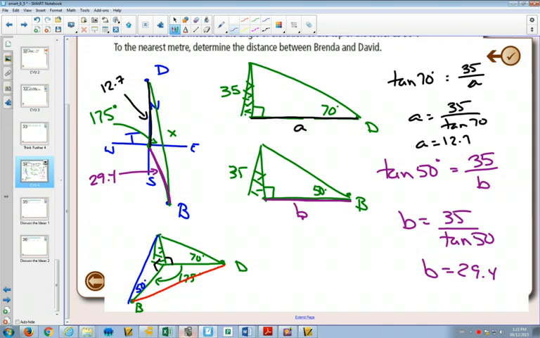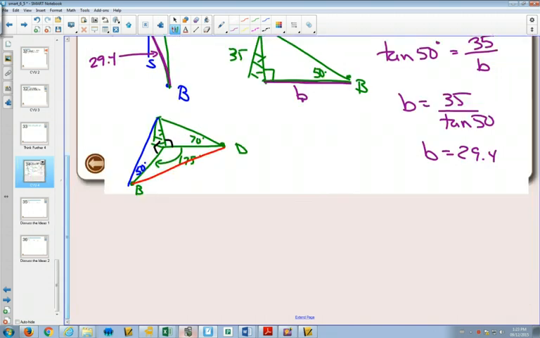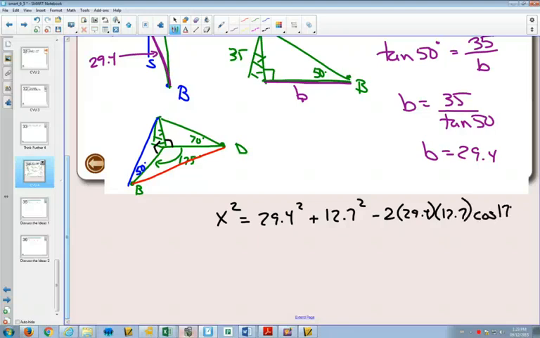Can I use the sine law? Do I have an angle and the opposite side? I've got the angle, but I don't know the opposite side. And the other two angles I don't know, so I can't use the sine law. So I'm going to need to use the cosine law. So to solve for x, x squared equals 29.4 squared plus 12.7 squared minus 2 times 29.4 times 12.7 cos of 175 degrees. Again, the thing that we notice about the cos law is whatever angle we're using, the opposite side is what's listed.